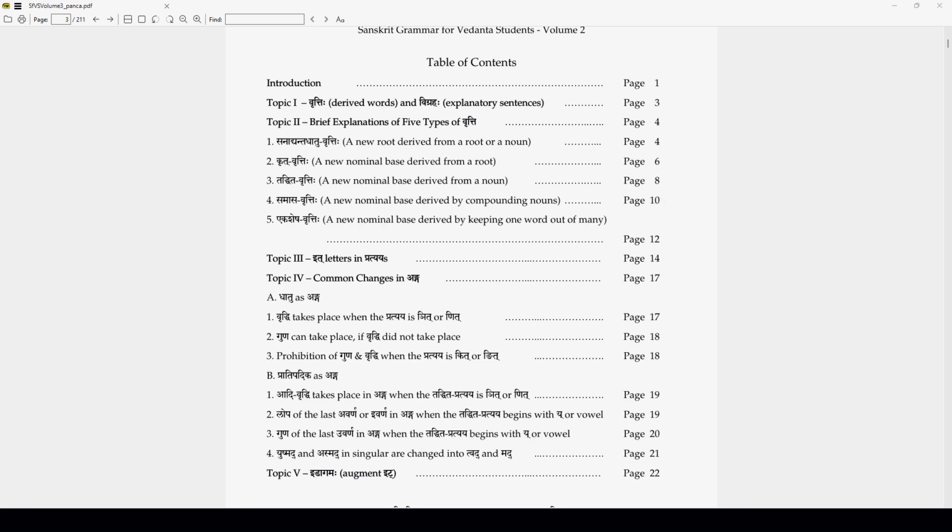Taddhita pratyayas, over 200. Krit is about over 100, taddhita over 200. So these taddhita pratyayas are added to namapadas only, and they create a new namapada, a new pratipadikam. So examples like Dasharatha, Dasharathi, Vinata, Vainateya, etc.